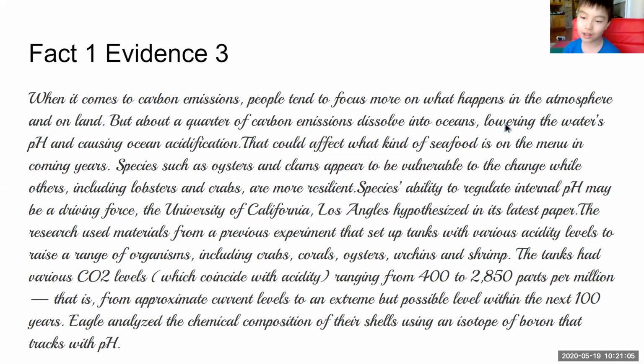So species' abilities to regulate internal pH may be a driving force, according to a hypothesis from the University of California, Los Angeles. The research used materials from a previous exhibit that set up tanks with various acidity levels to raise a range of organisms, including crabs, corals, oysters, urchins, and shrimp. The tanks had various carbon dioxide levels, which coincide with acidity, ranging from 400 to 2,850 parts per million. That is what ppm stood for on the first page. So that is from approximate current levels to an extreme but possible level within the next 100 years.